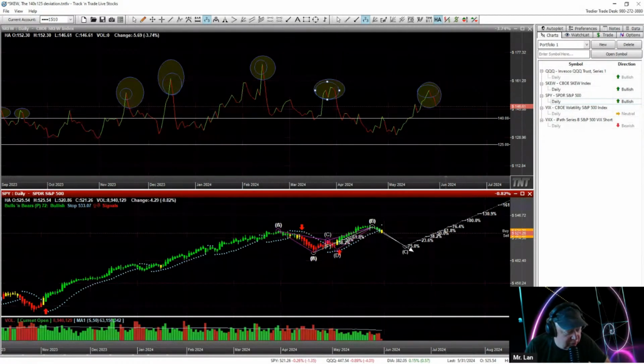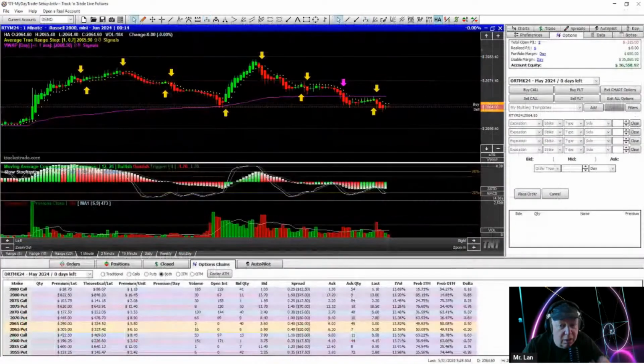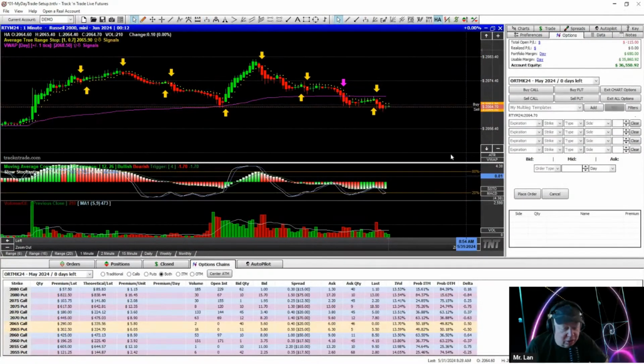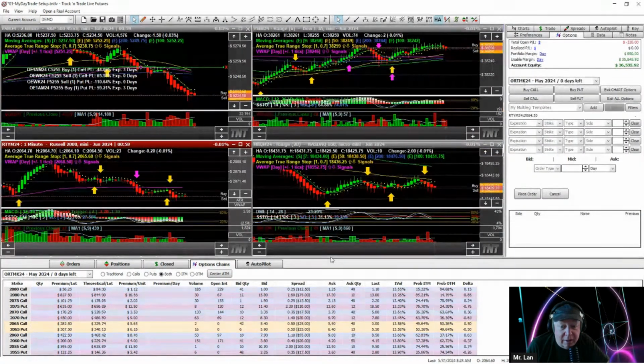Let's jump back over. We're going to get in our jet plane. And we're back over in Chicago. All right. This is the Russell. Russell's dead. Went up, made that nice little run. Now it's sitting there right at the VWAP. Let's bring up the other markets. And I'm going to bring this down.